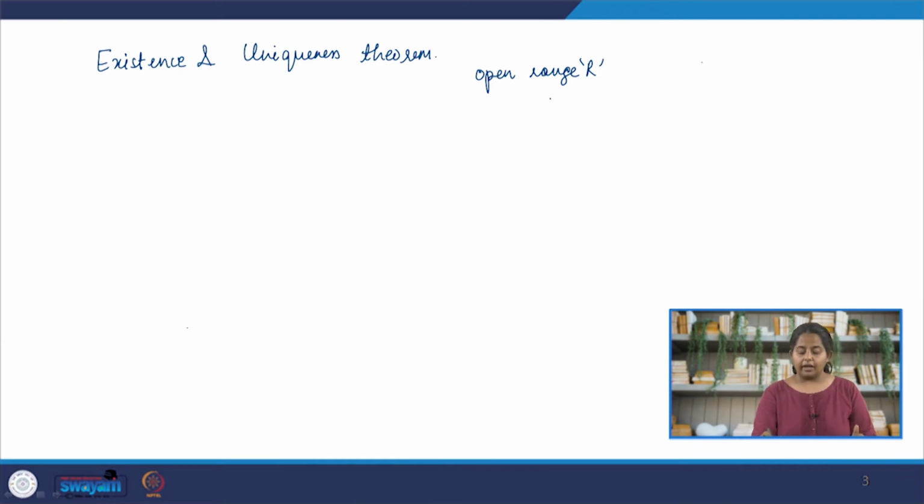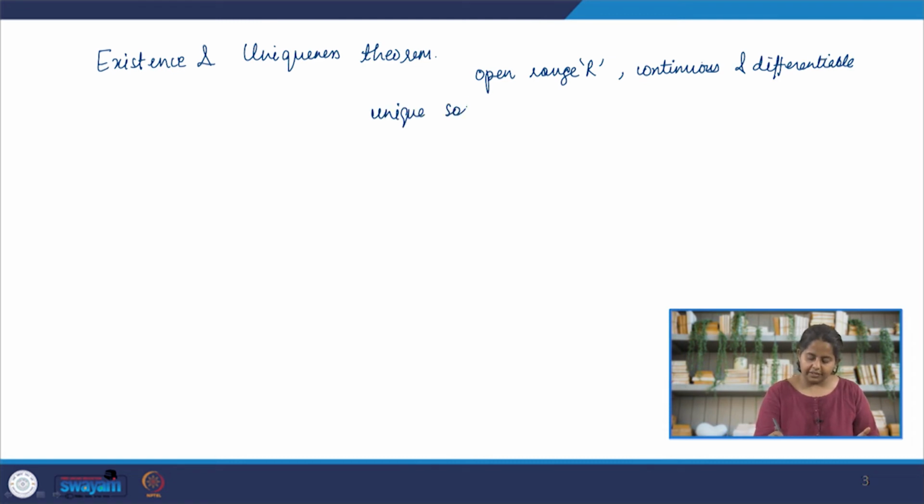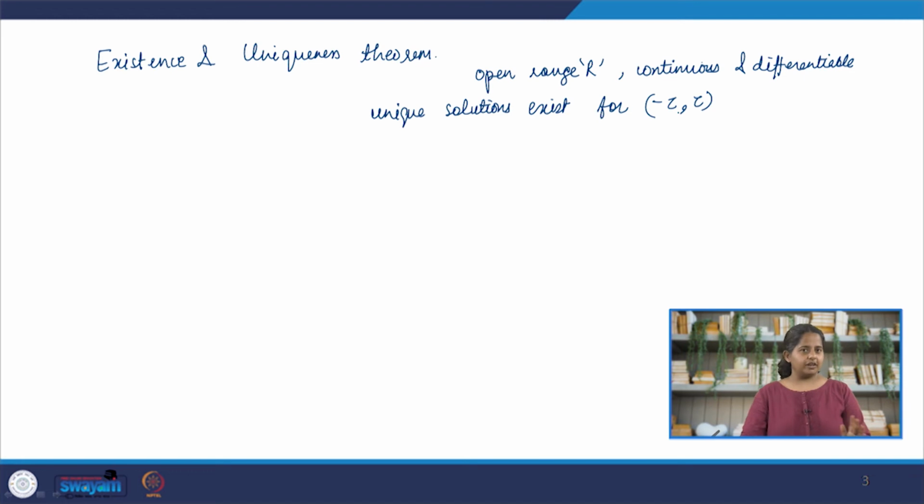So as long as within the open range your system, your model, is continuous and differentiable, then there will exist unique solutions. Then unique solutions exist for your system, for the model, for a given time interval minus tau to plus tau. Not forever, remember that. This is the existence and uniqueness theorem.